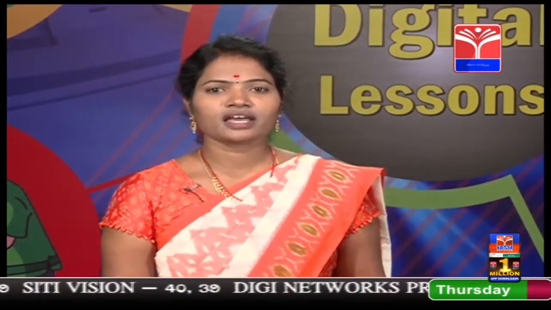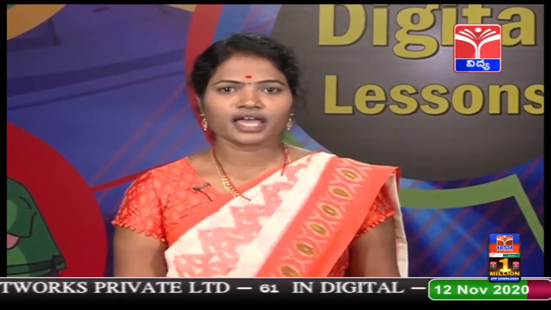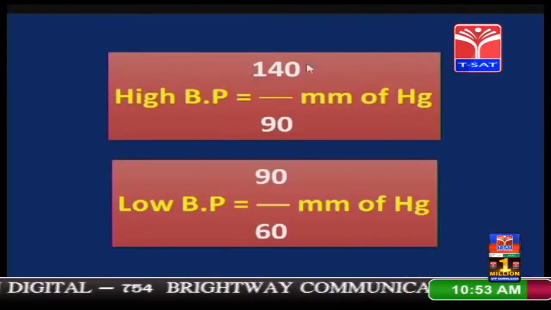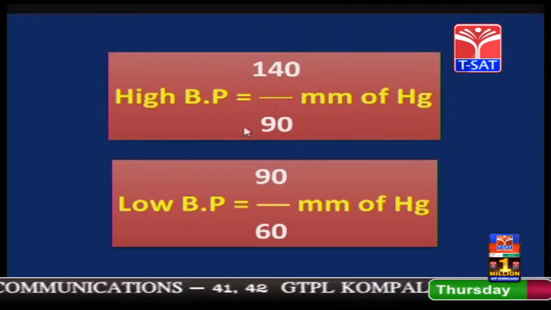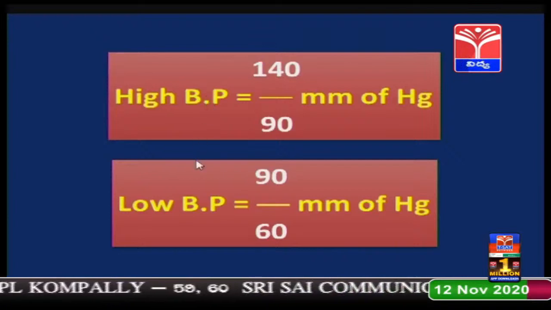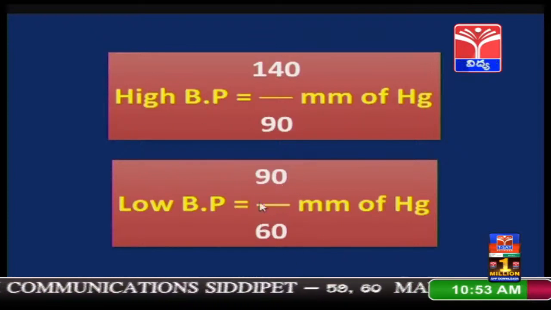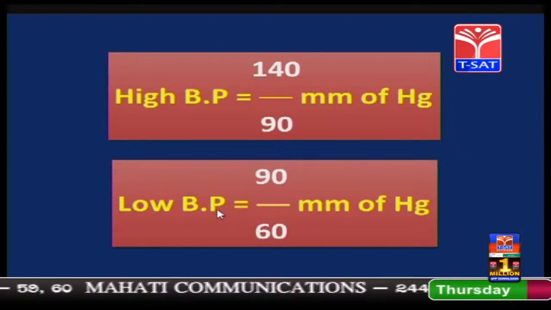If a person has high BP in a resting period, he is said to have hypertension. If the blood pressure is more than 140/90 mm of Hg, it is considered as high BP or hypertension. If the blood pressure is below 90/60 mm of Hg, it is called low BP or hypotension.